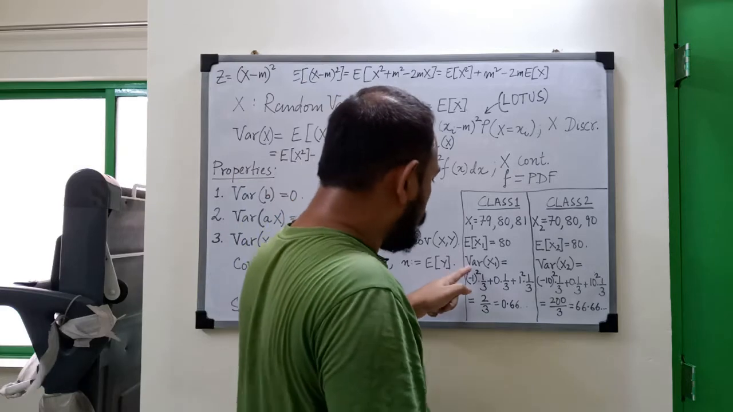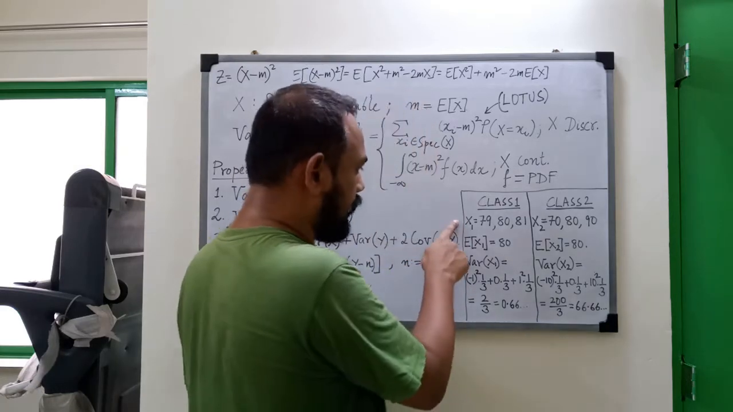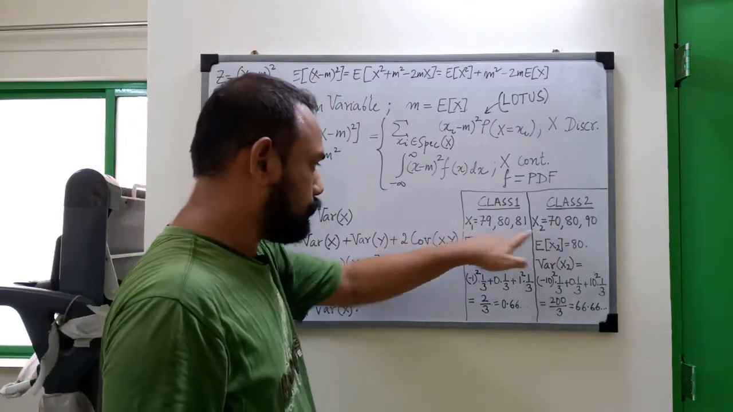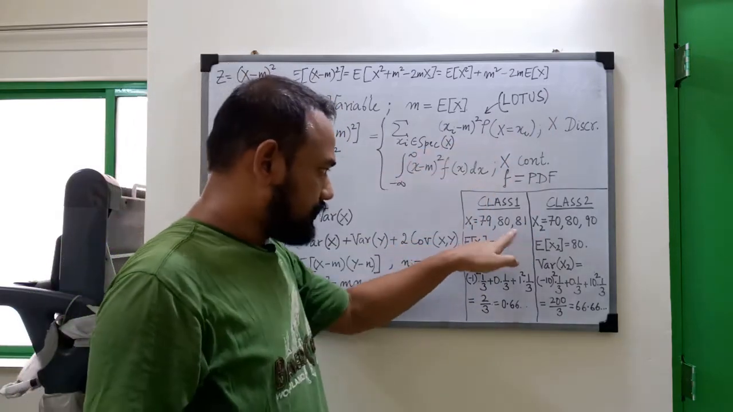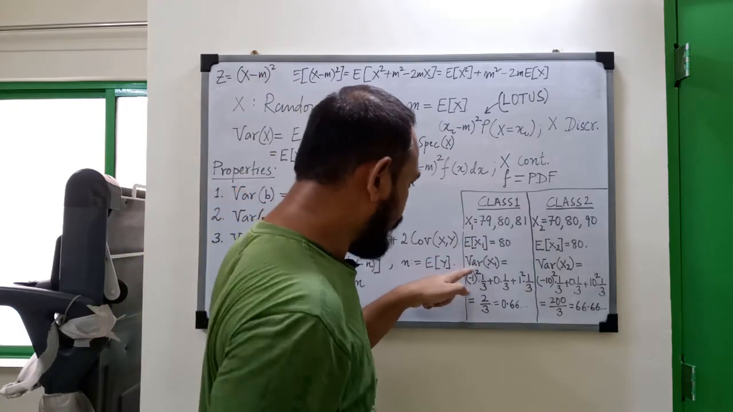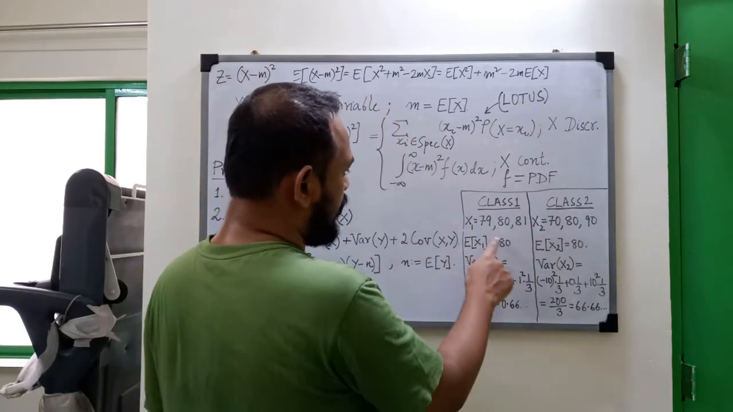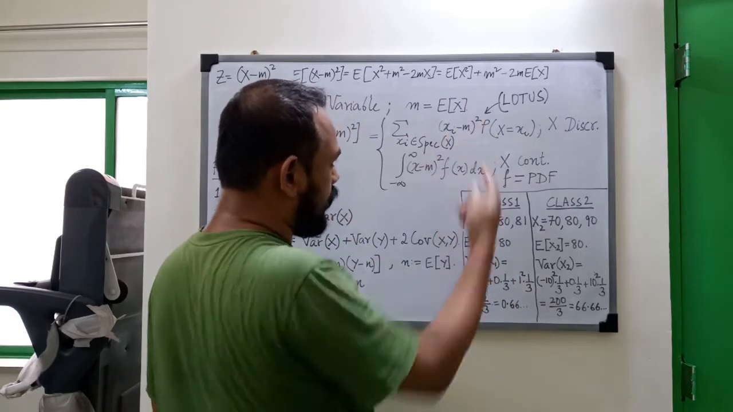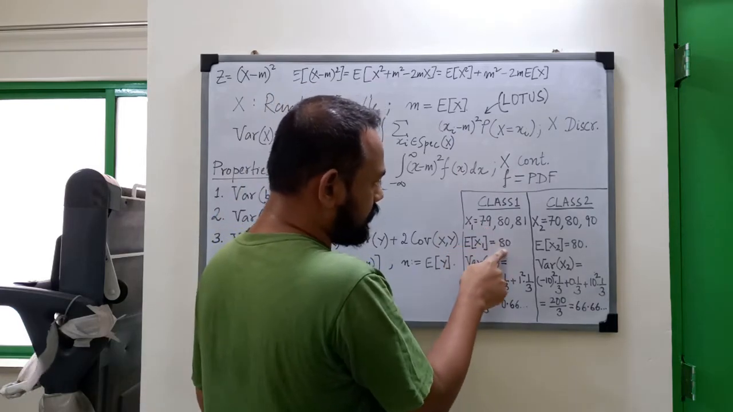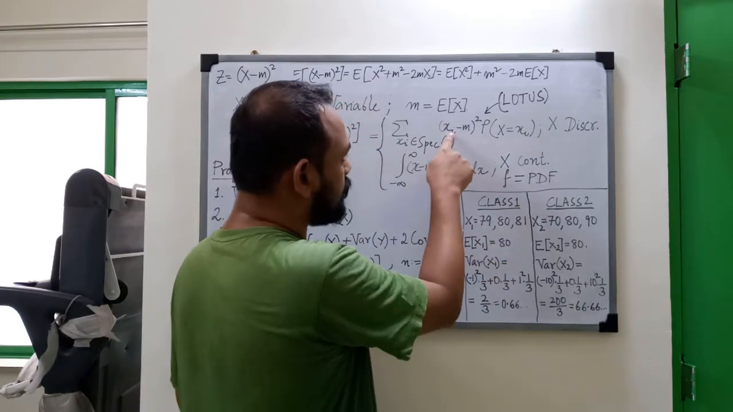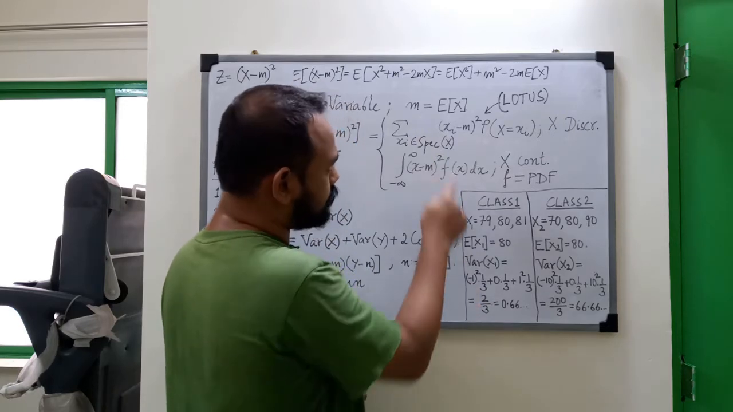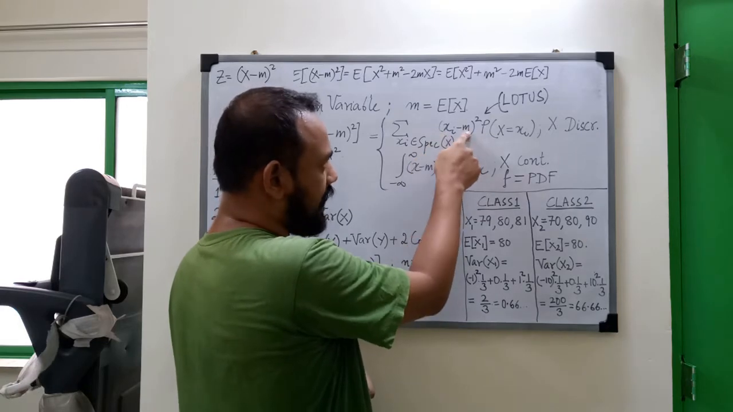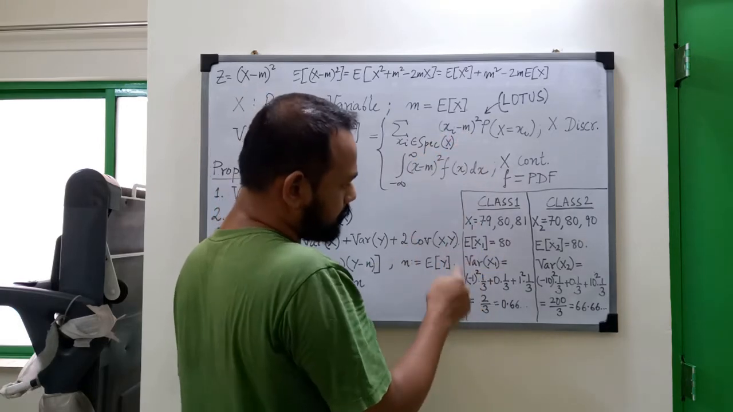So if you work out the variance of the first class by this formula, because x1 and x2 both are discrete random variables, these are discrete values. If you work out the variance of x1, you see the average is 80. So you have to take the difference of each value from 80 and then square it. The first value is 79, and the difference of the first value from the average is minus 1, because you put the value first and then the average. So 79 minus 80 is minus 1.